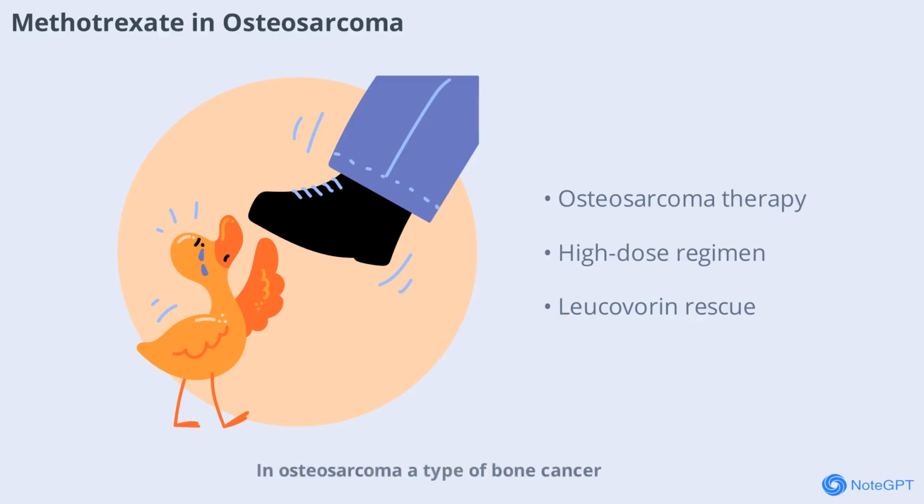In osteosarcoma, a type of bone cancer, high-dose methotrexate is a standard part of treatment. It's often combined with other drugs to increase effectiveness. Because of the high doses, Leucovorin rescue and close monitoring are essential to prevent toxicity. This approach has improved outcomes for patients with this aggressive cancer.